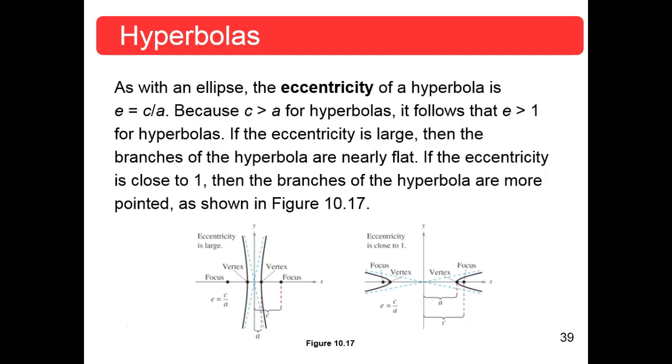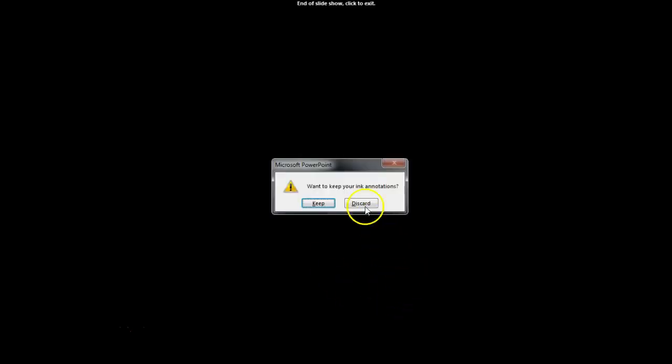This is one with a very large eccentricity. There's one closer to 1. See, for ellipses, the eccentricity is between 0 and 1. For hyperbolas, it's either very close to 1 or extremely large. Okay, that's all we needed in that.